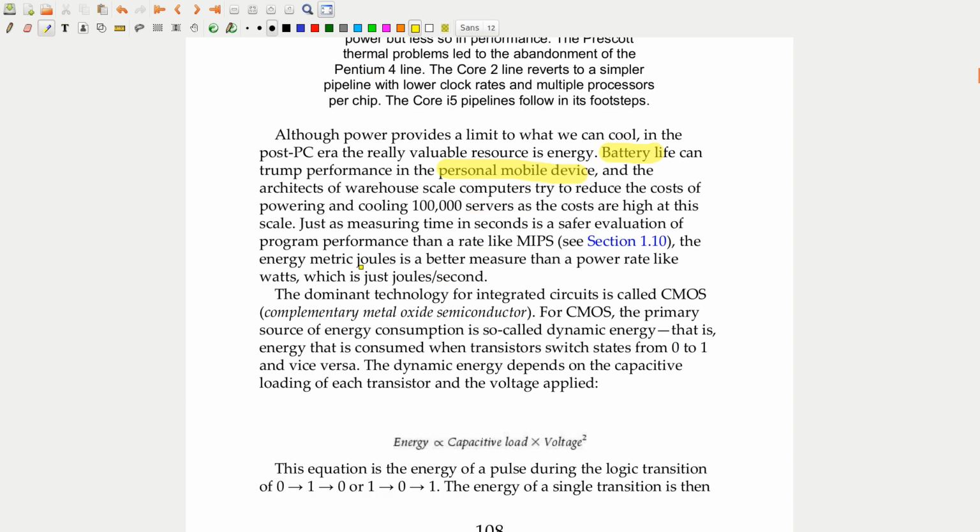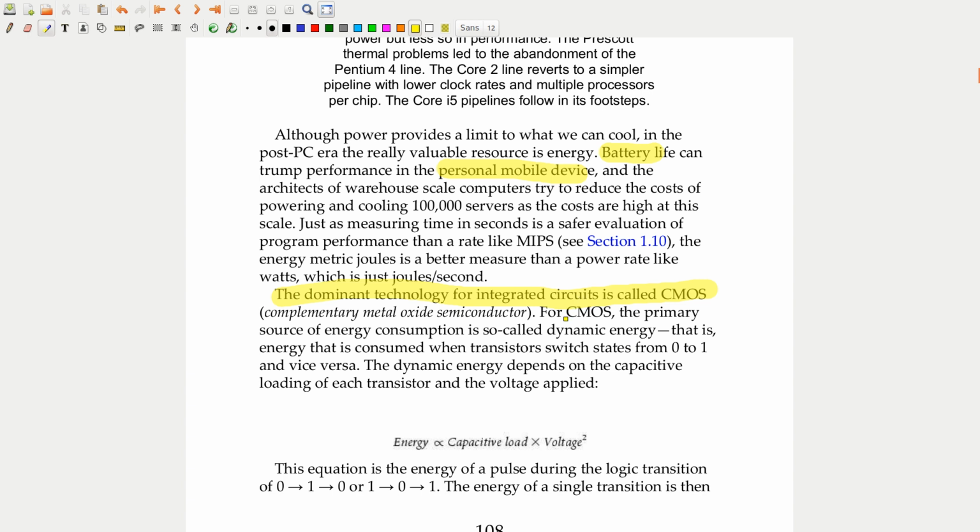Okay. So the dominant technology for integrated circuits is CMOS. Like I said earlier, in the previous stream, that's complementary metal oxide semiconductor. By complementary, they mean they have both NMOS type transistors and PMOS type transistors on the same substrate, the same silicon.